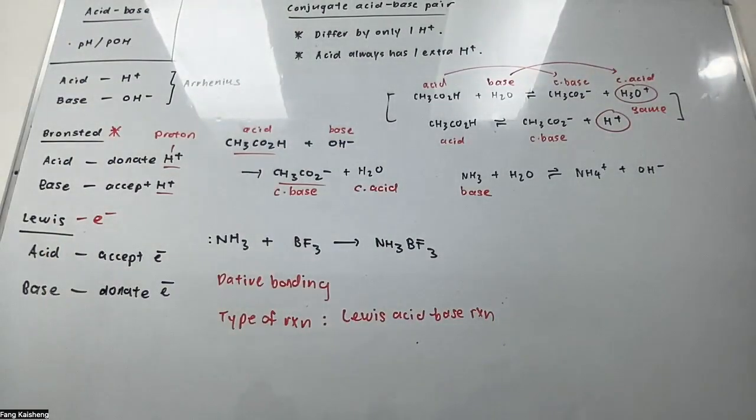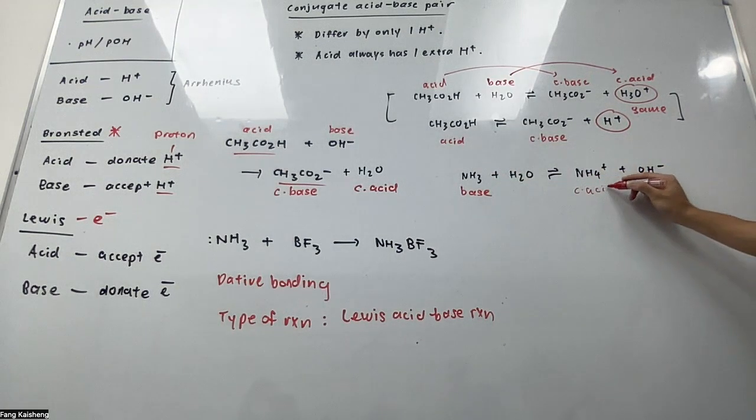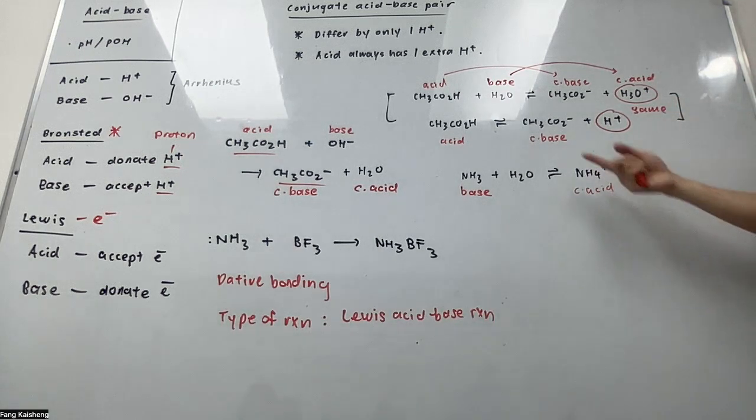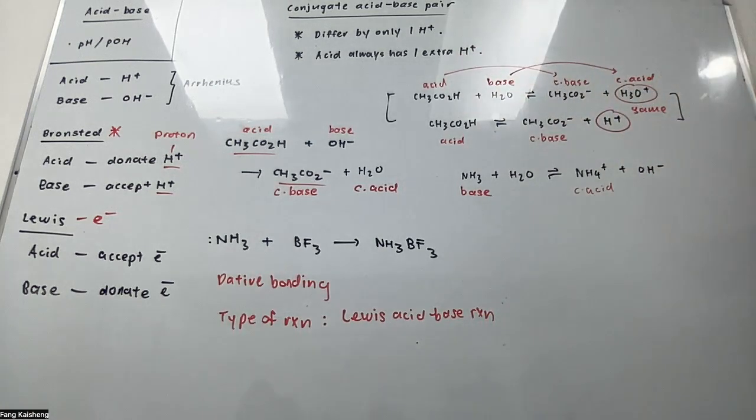Going by the rules, this is our answer. If this is the base, the conjugate acid must be NH4 plus. Once again, you go and check, they differ by 1 H plus only, nothing else. The NH4 plus has an extra H plus, so that's why it's the acid, going by my rule. So far, all good?